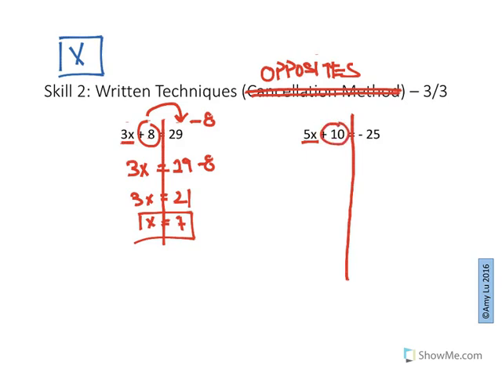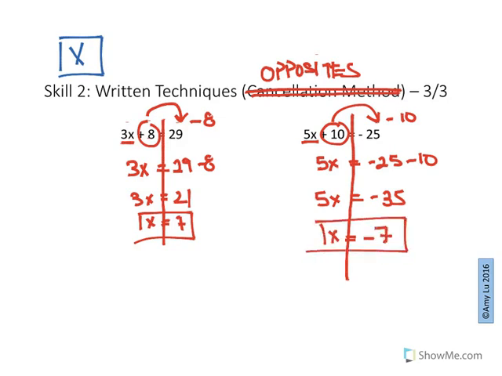Those two can't combine, but I can move that 10 over to the -25. Once it moves, it becomes -10. So 5x is equal to -25 minus 10. And that together makes -35. And so now I just think, 5 times what makes -35? 5 times 7. But it has to be a -7. And there we go. This is the opposite method.